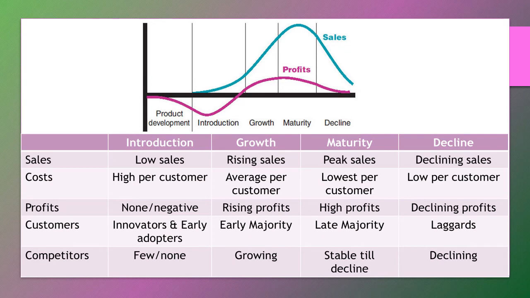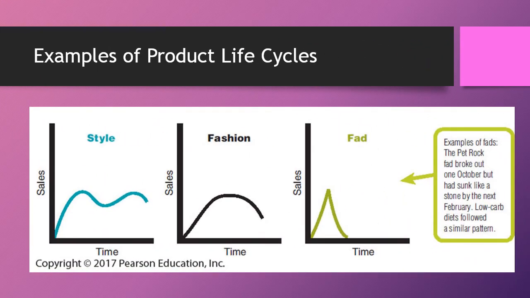And so when they're introducing a new version of Dial soap, I was just looking at it and they now have the lavender Dial soap, they're going to be watching to see where this occurs. And that brings us to some interesting things when we talk about this curve. Style, fashion, and fads all basically give a unique type of curve, so it can be applied to all these different scenarios.